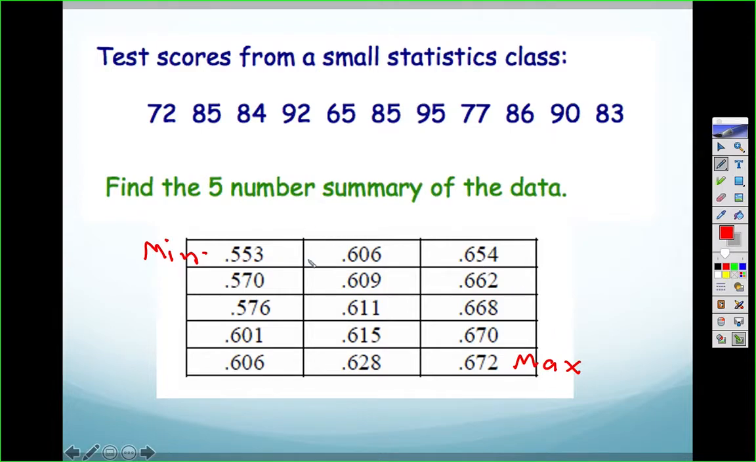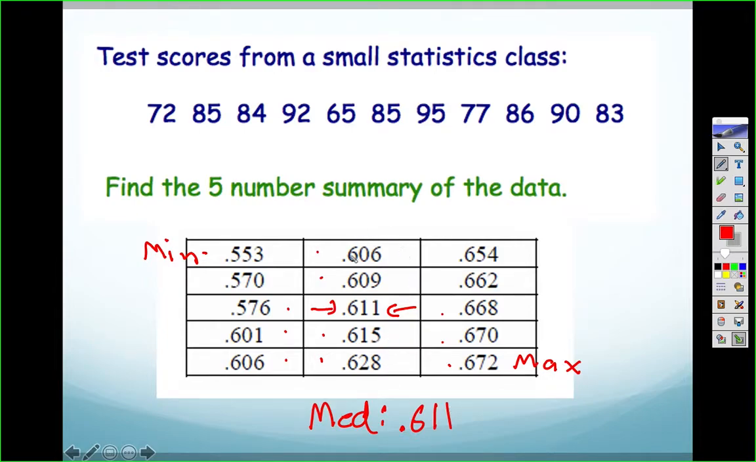Now, I want to find the middle. How do I find the middle here? Well, it's going down in order. So 1, 2, 3, 4, 5. 1, 2, 3, 4, 5 off of the top. Right there in the middle, 0.611 is the median. The measure of center when using the median here is 0.611.